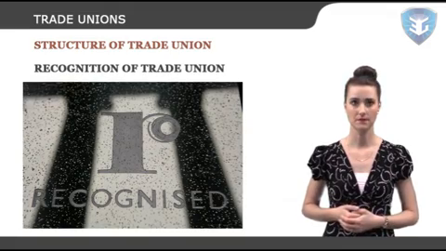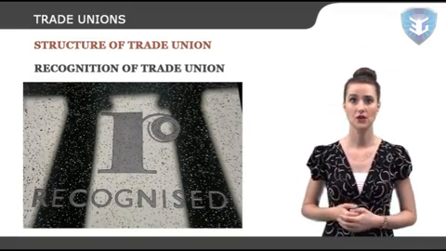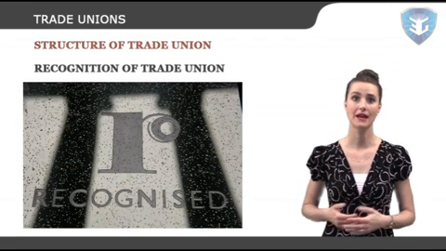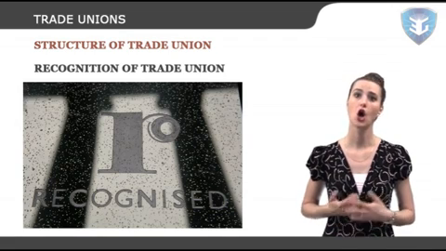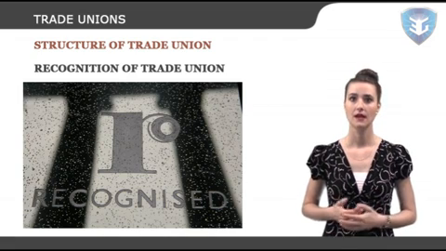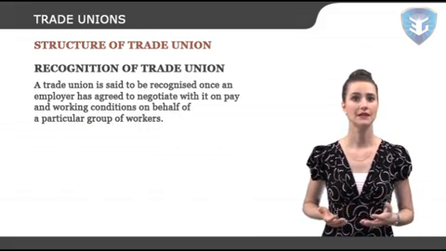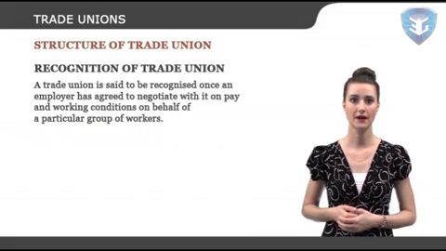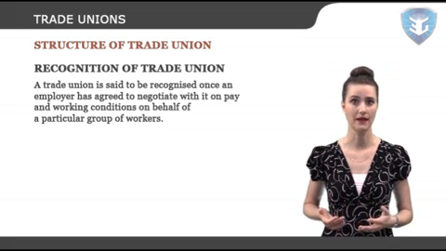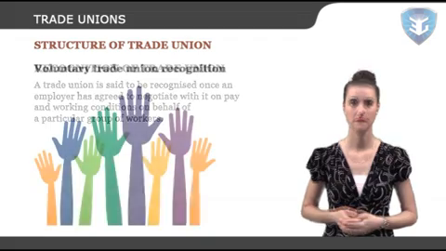Recognition of trade union. A trade union is recognized by an employer when it negotiates agreements with employers on pay and other terms and conditions of employment on behalf of a group of workers, defined as the bargaining unit. This process is known as collective bargaining. A trade union is said to be recognized once an employer has agreed to negotiate with it on pay and working conditions on behalf of a particular group of workers.